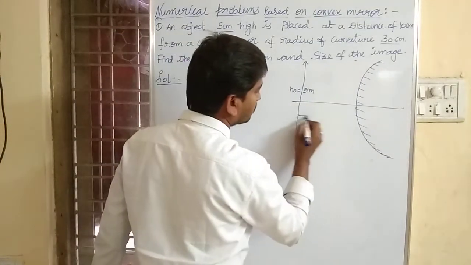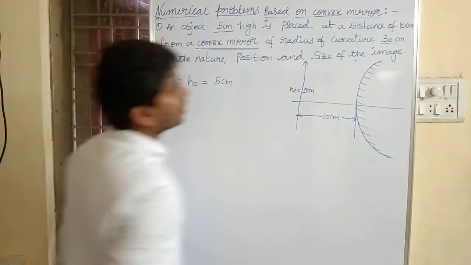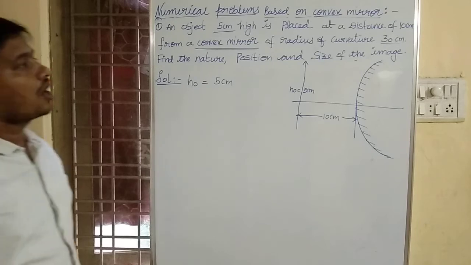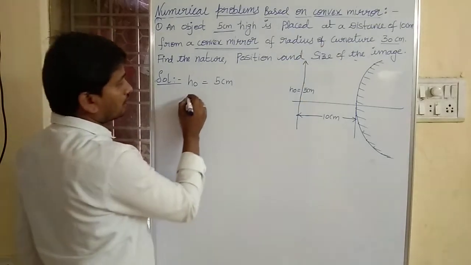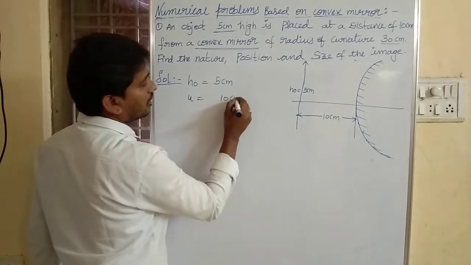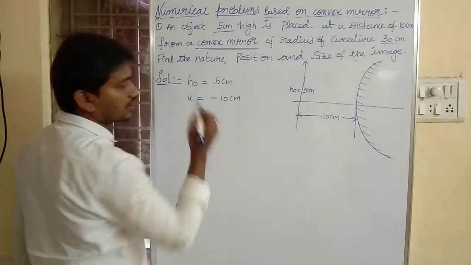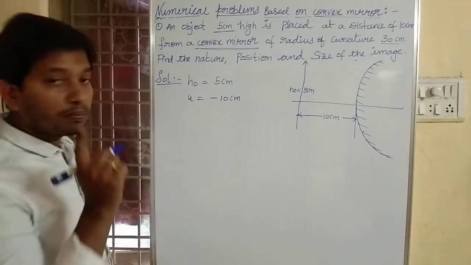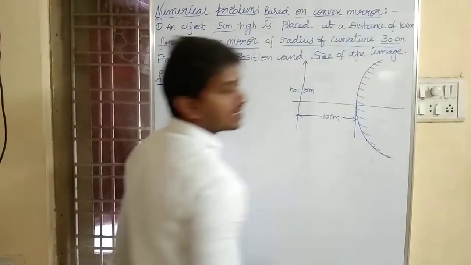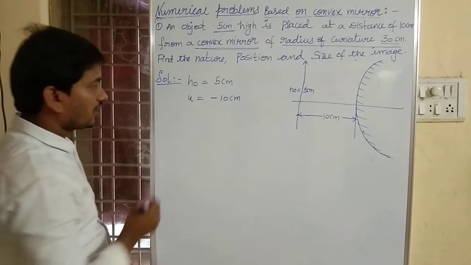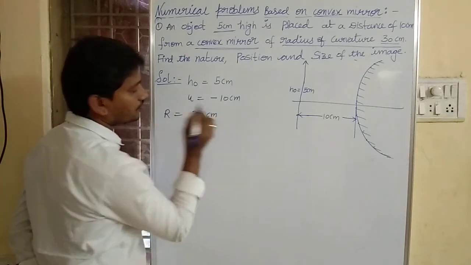Object distance is how much? Object distance is 10 centimeter from a convex mirror of radius of curvature 30 centimeter. According to sign convention, object distance is negative, so u equal to minus 10 centimeter. And what is given? Radius of curvature R is given as 30 centimeter.